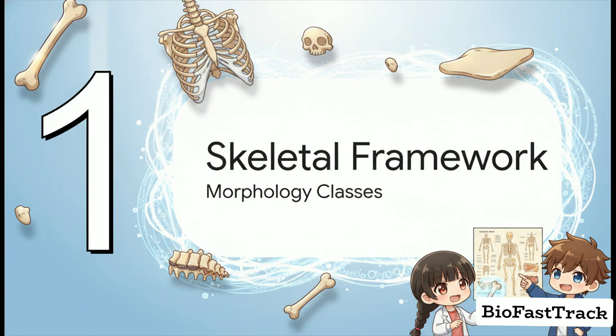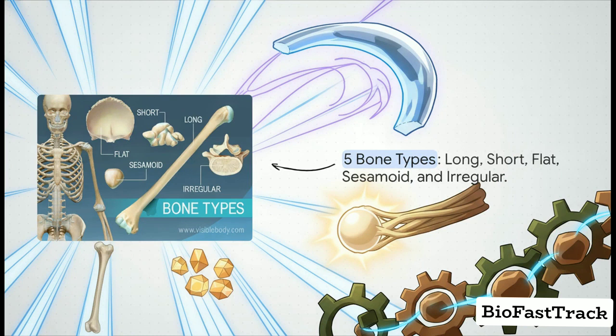Section 1, the skeletal framework and morphological classifications. Let's start with the macro view. How do we actually classify bones based on their gross physical shape? Well, there are 5 major shapes found in the human body, and honestly, form absolutely follows function here. First off, you've got long bones, like your femur. These are built to support weight. Then there are short bones, like the ones in your wrist, which are all about stability.